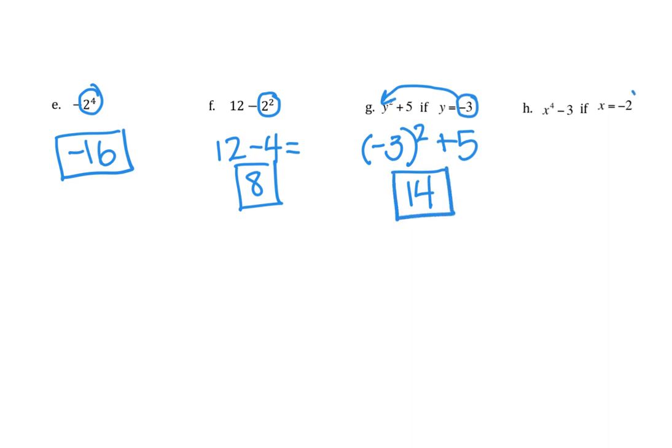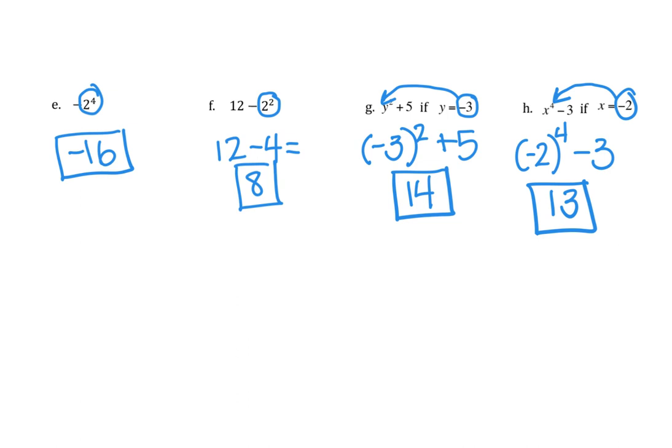All right, letter H, we have -2. So we're plugging in here. And again, you have to have the parentheses there because the answer will be different if you don't, minus 3. So (-2) to the 4th power, there's 4 negatives, so it's going to be positive. So you have 16. And then 16 minus 3 gives you then 13.